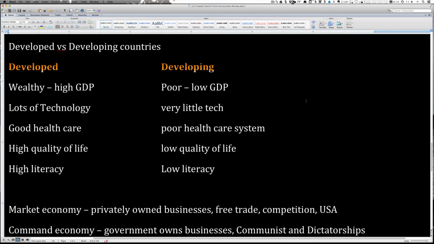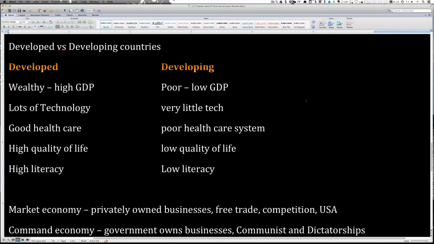People in developing countries have low literacy rates, which means they're not educated to the same level. There's more people that can't read and write, because instead of going to school, they're having to try to find ways to help their family survive and make money and put food on the table. And generally speaking, all of this adds up to a low quality of life in developing countries.